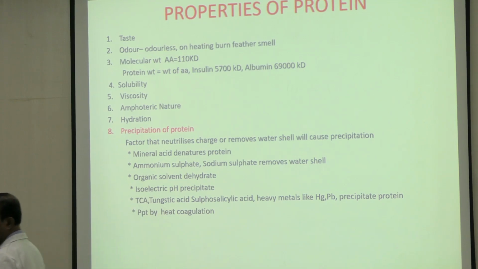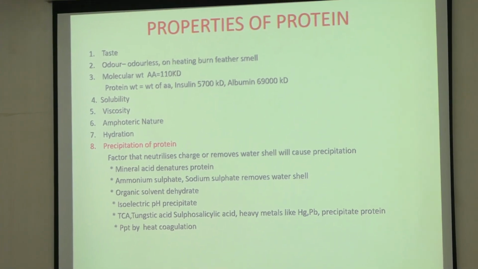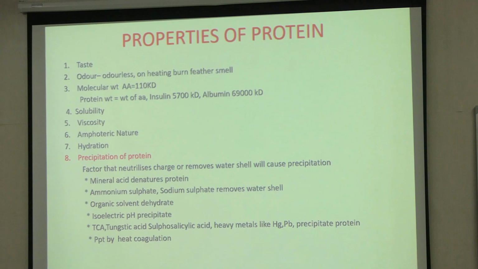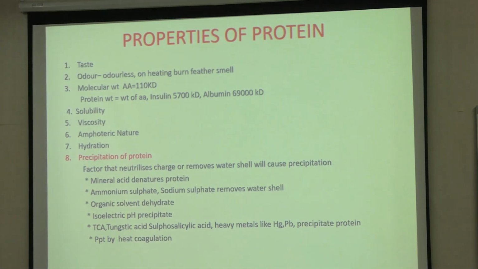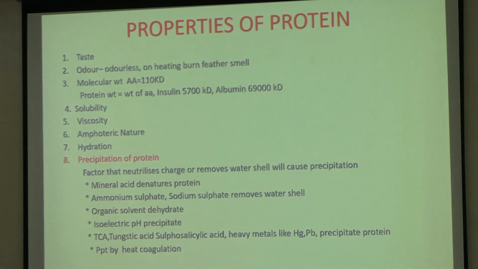Now let's see the properties of protein. Properties of protein are nothing but the properties of amino acids collectively. These are usually tasteless and odorless, but on heating they produce a burnt feather-like smell. Molecular weight is the summation of the molecular weights of the amino acids. One amino acid weighs about 110 daltons.